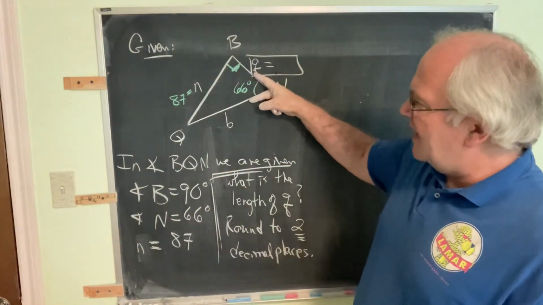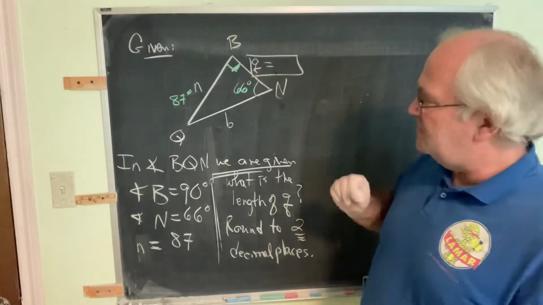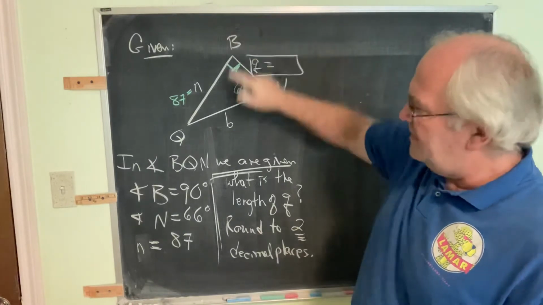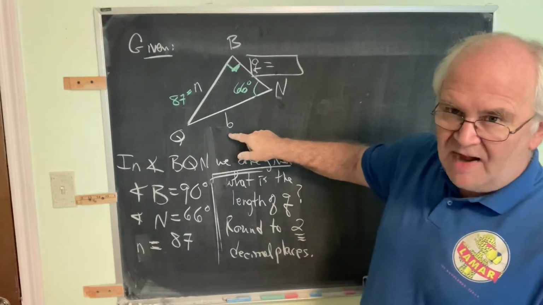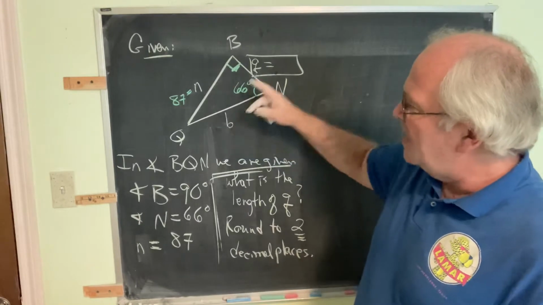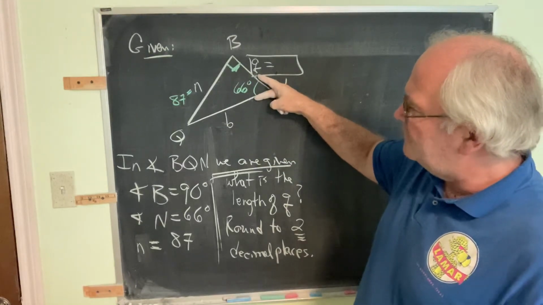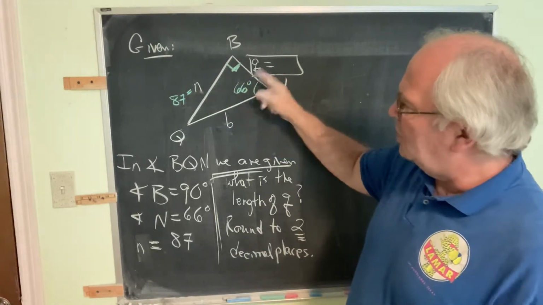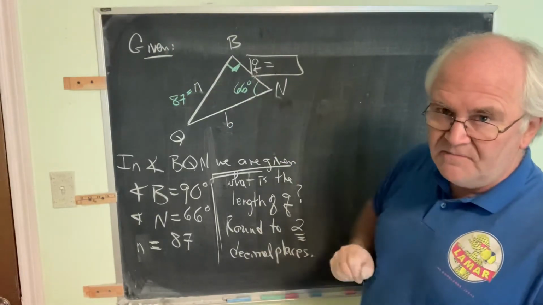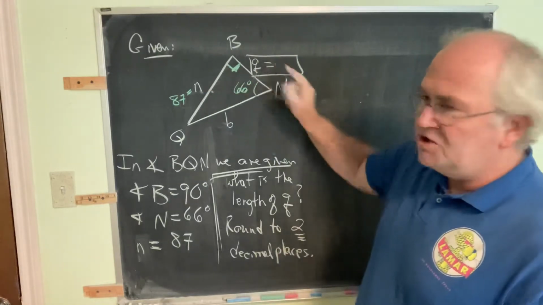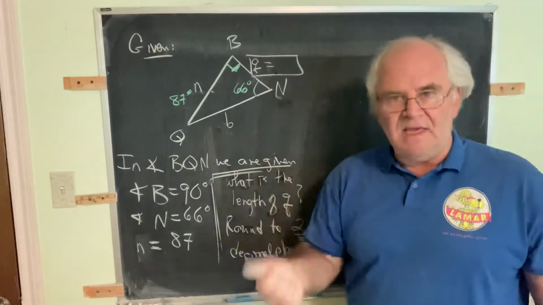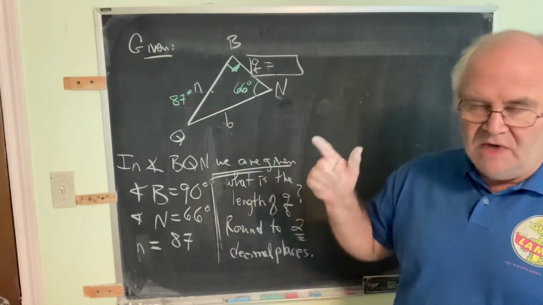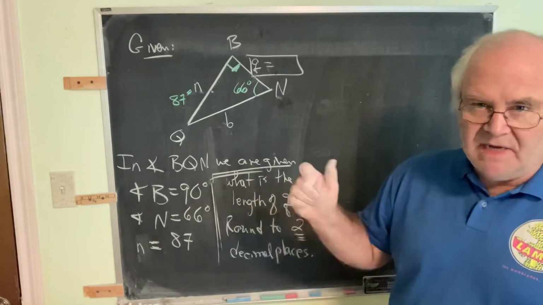First off, which side is the hypotenuse? Which side is the hypotenuse here? Is it clear? Since angle B is the right angle, that means side lowercase b must be the hypotenuse. So this is the hypotenuse. From the perspective of angle n, lowercase n is opposite, lowercase q is adjacent. This is opposite, this is adjacent. So we have been given opposite. We desire adjacent. So given and desired, opposite and adjacent.